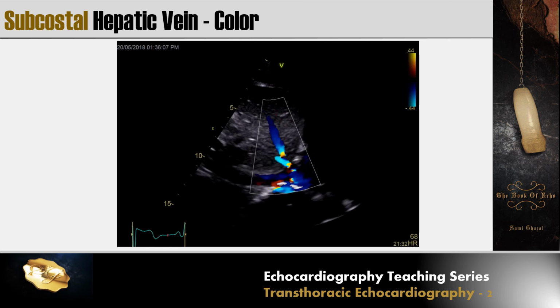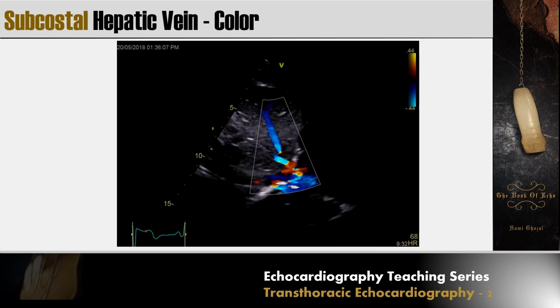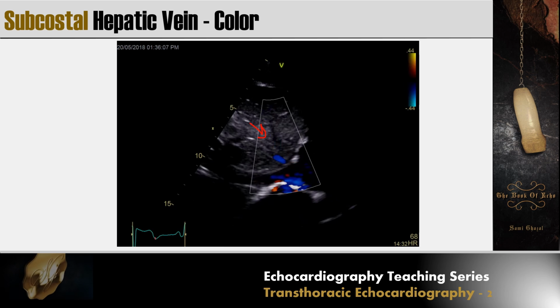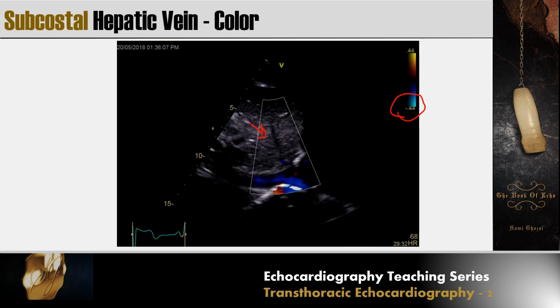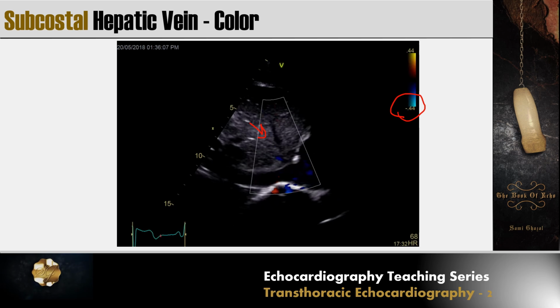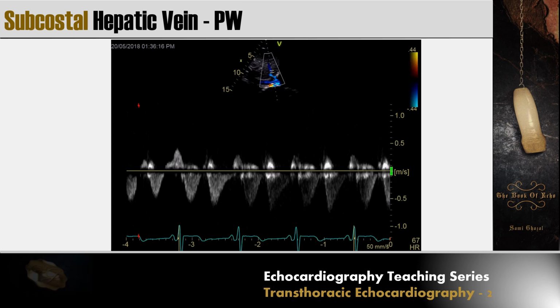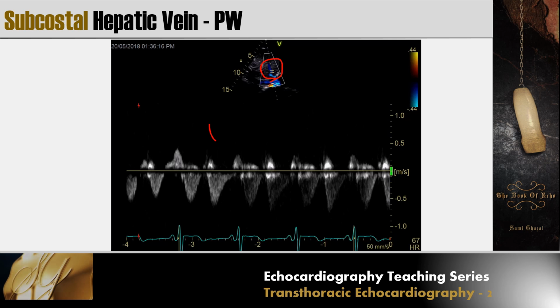Then put a color Doppler sector on the hepatic vein. So this is the hepatic vein, and because it's a venous flow, the Nyquist limit was adjusted here. Then the sample volume of pulse wave Doppler was put within the hepatic vein, and the flow was sampled as seen here.